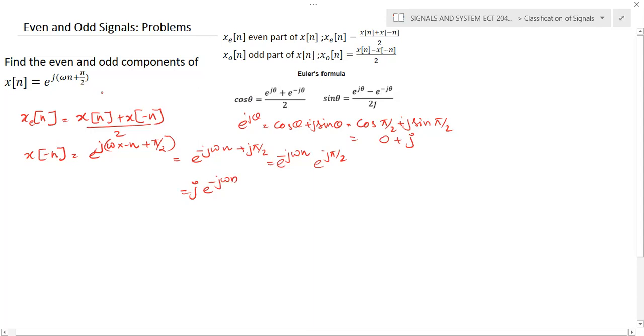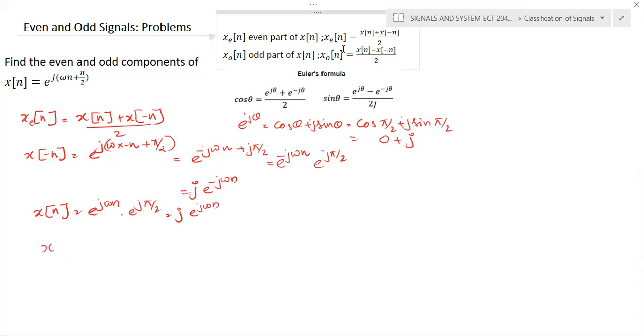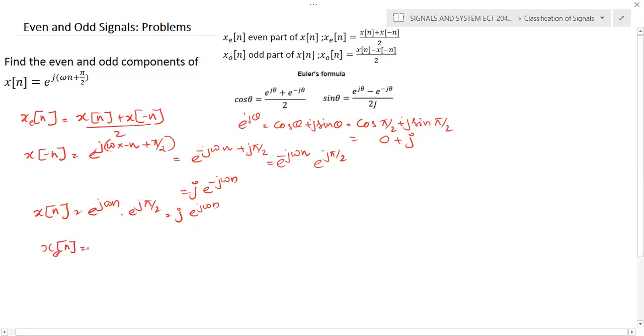And now you can think about this x of n. x of n can be written as e raised to j omega n into e raised to j pi by 2. Okay, and this e raised to j pi by 2 is j, so you can write j e raised to j omega n. Now we can apply the formula xe of n, which is x of n, that is j e raised to j omega n plus j e raised to minus j omega n, the whole divided by 2.